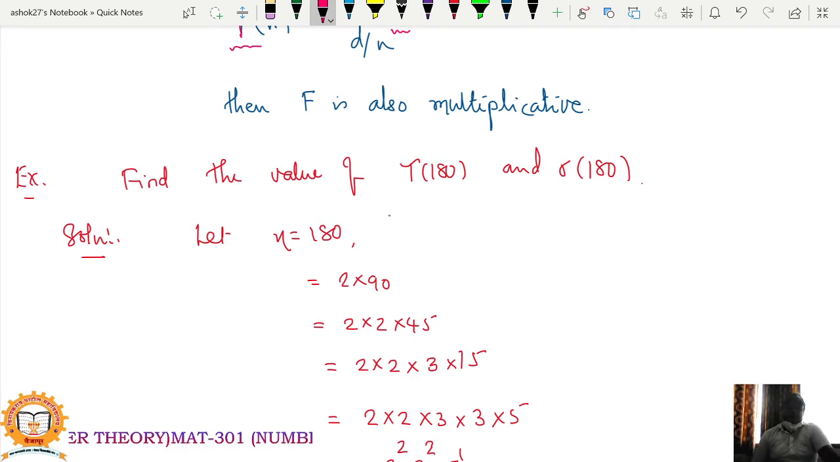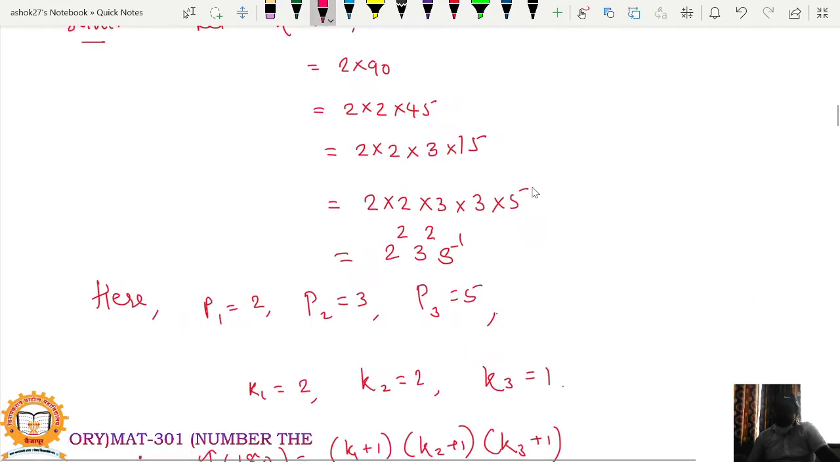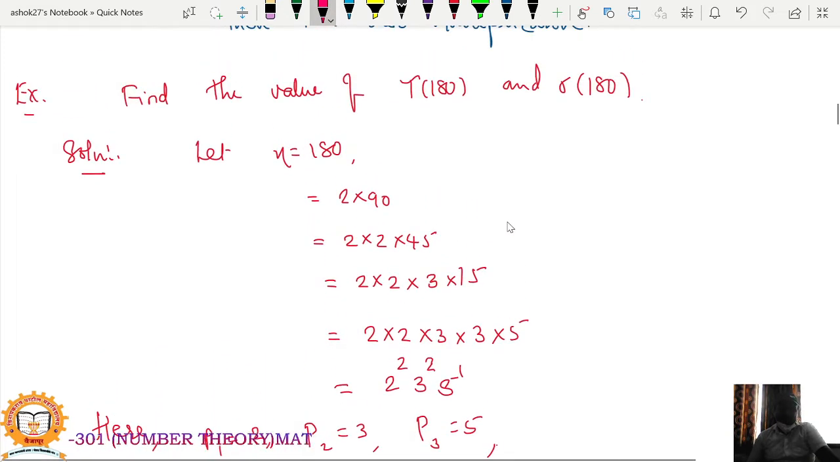So let's take one example. Find the value of tau of 180 and sigma of 180. So let us see. First you have to find the prime factorization of 180. If you have the prime factorization of 180, then directly using the last theorem, you will find sigma n and tau n. So first just find the prime factorization.